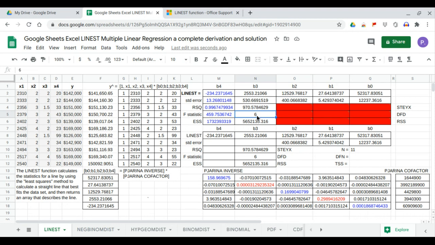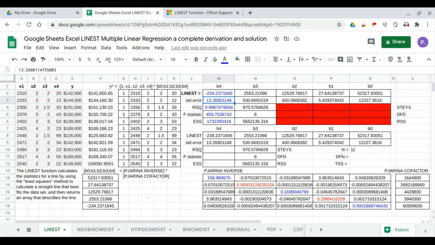Then the standard error value of B3, this value. So this is equal to sey times the square root of pseudo inverse 4. 530.669 matches our LINEST output. And the last is the standard error value of B4, which is sey times the square root of pseudo inverse 5. 13.268 matches our LINEST output.